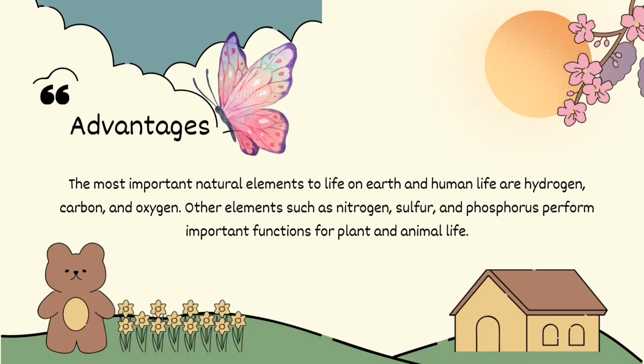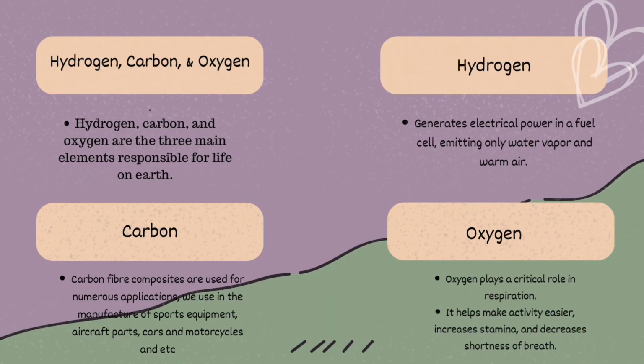What are the advantages? All the elements of nature have unique properties, attributes, and reactions with other elements to form unique compounds. Possibly the most important natural elements to life on Earth and human life are hydrogen, carbon, and oxygen. Hydrogen, carbon, and oxygen are the three main elements responsible for life on Earth. Oxygen is necessary for breathable air and water. Along with others, these natural elements play important roles in creating and supporting life.